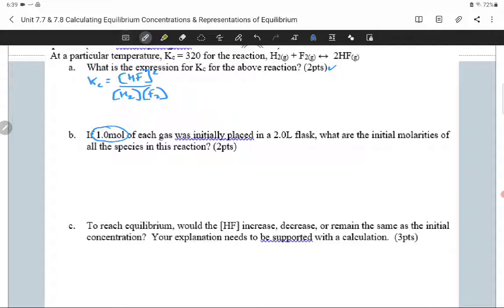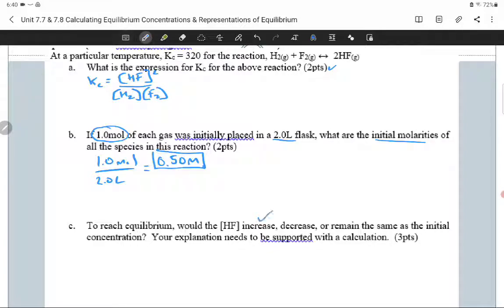Next question. You got 1 mole of each gas. So that means all 3 gases are in there. And it's a 2-liter container. So remember, molarity is moles per liter. So it asks for initial molarities. 1.0 moles divided by 2.0 liters. I think most of you should be able to get that there. So all the gases have that molarity to begin with. To reach equilibrium, would the HF increase, decrease, or remain the same?